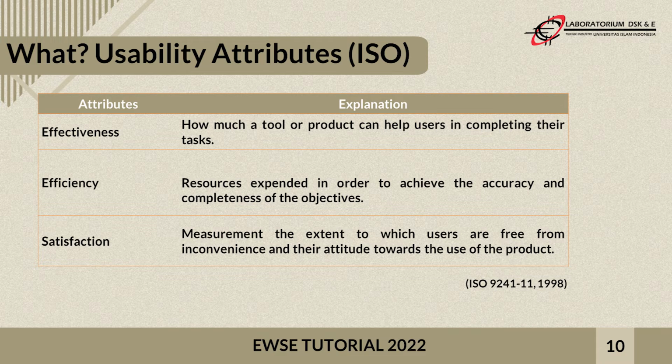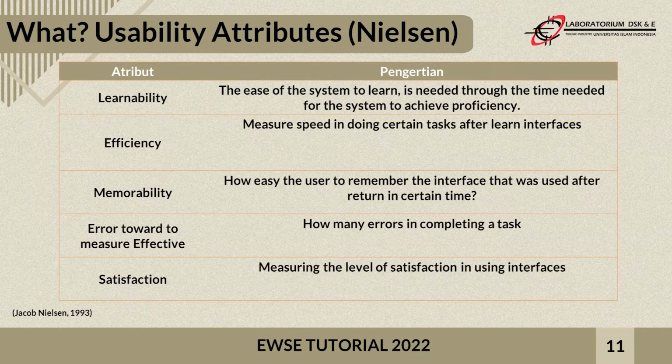Effectiveness means how much a tool or product can help users in completing their task, while efficiency means resources expended in order to achieve the accuracy and completeness of the objective. And for the satisfaction, it measures the extent to which users are free from inconvenience and have positive attitudes toward the use of the product. But there is also a usability attribute according to Nielsen, namely learnability, efficiency, memorability, error, and satisfaction.